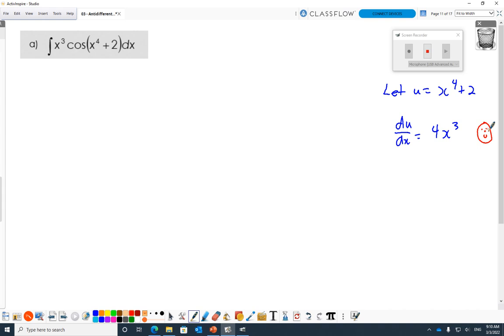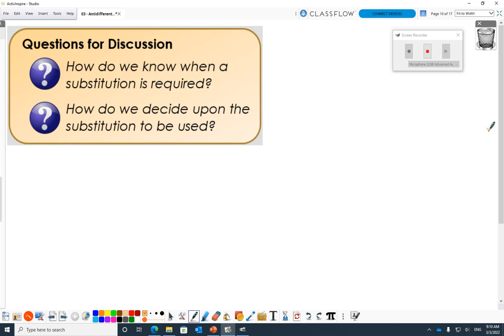It's x cubed. And the coefficient, hopefully we're learning, the coefficient's not going to be a problem, but it's x cubed, and that makes me happy. So let's go back to this other slide and say, how do we know when a substitution is required?